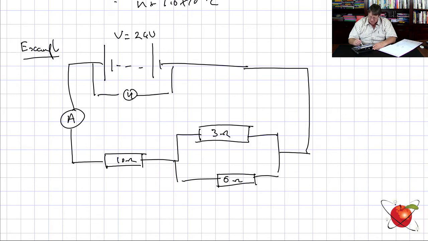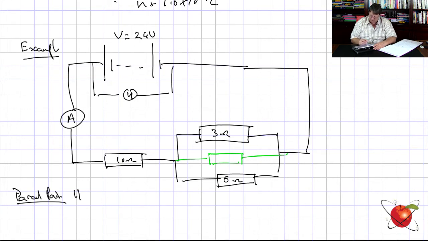How do I start? Well, we start with the parallel pair, and here's what I call with my students a ghost resistor. I work out the value of that. So I say the parallel pair, like that.